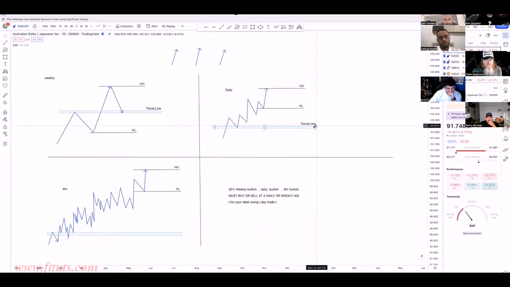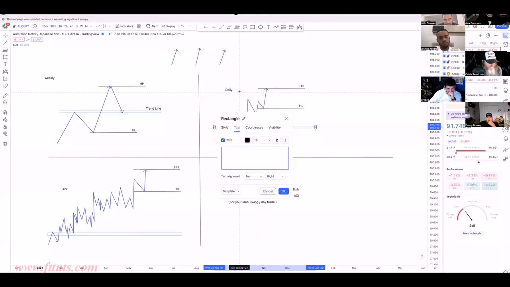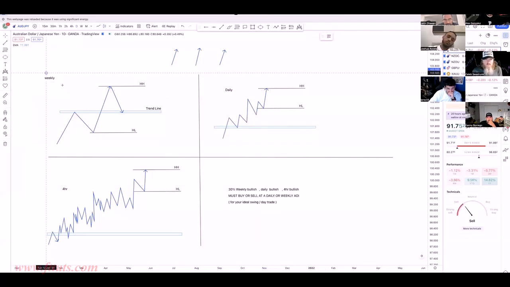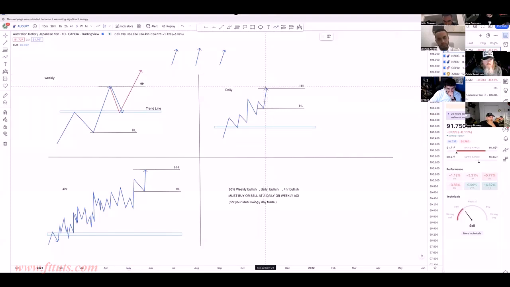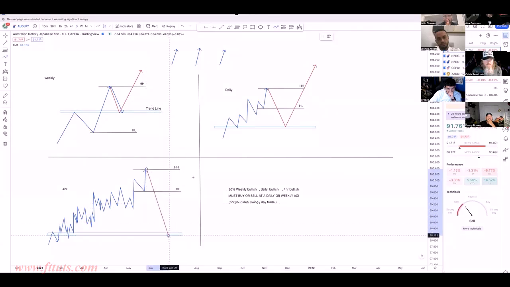It's the same exact move. Everything is the same. All we're doing whenever we go to this other time frame is zooming in from the weekly. We're zooming into the daily. We're zooming into the 4 hour. So we need price to come into here in order to go to the upside. We need price to come into here in order to go to the upside.